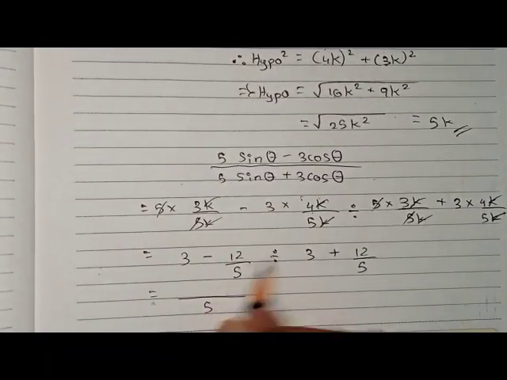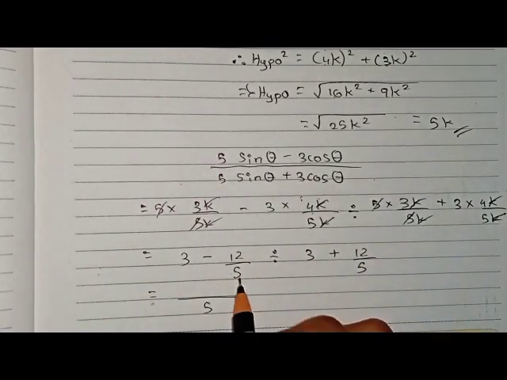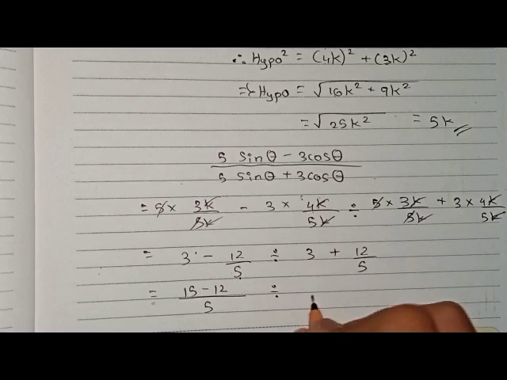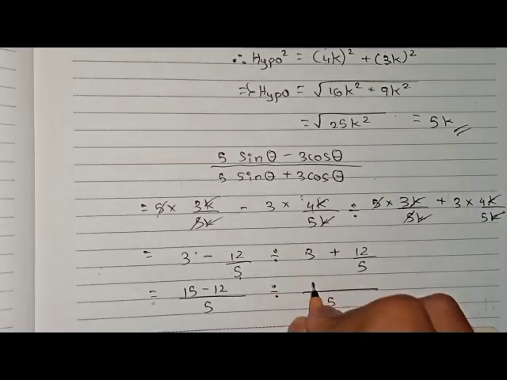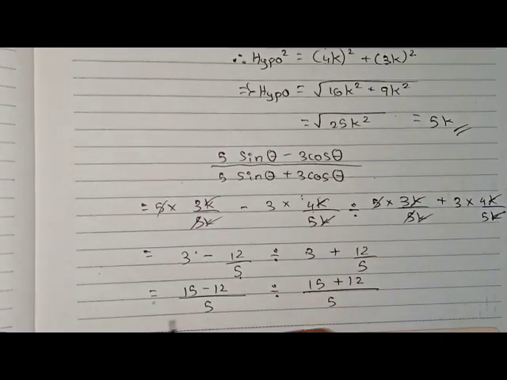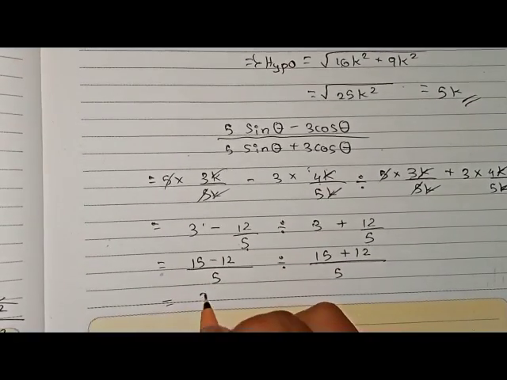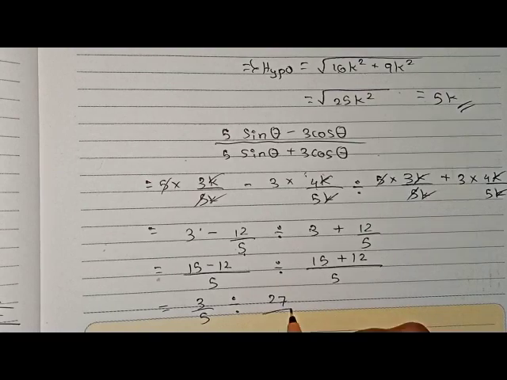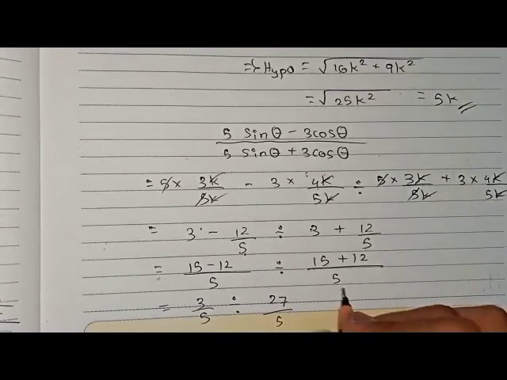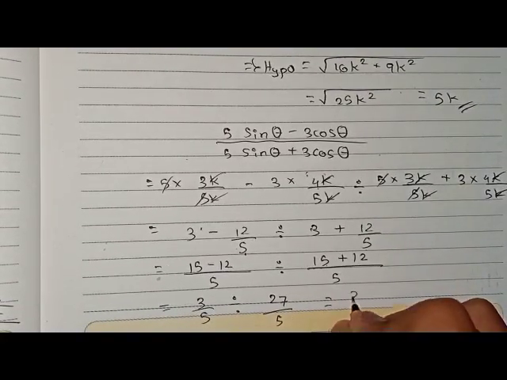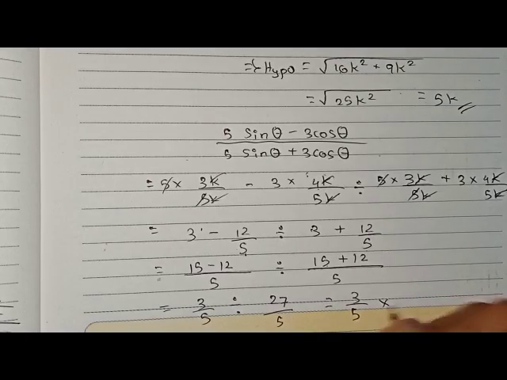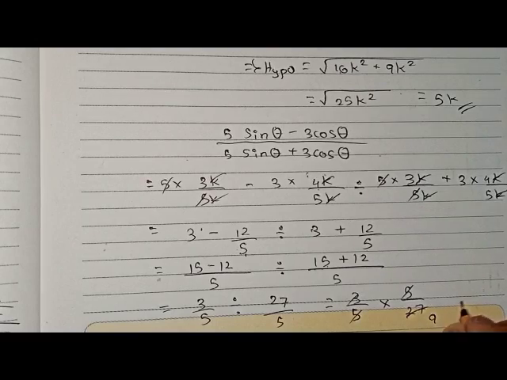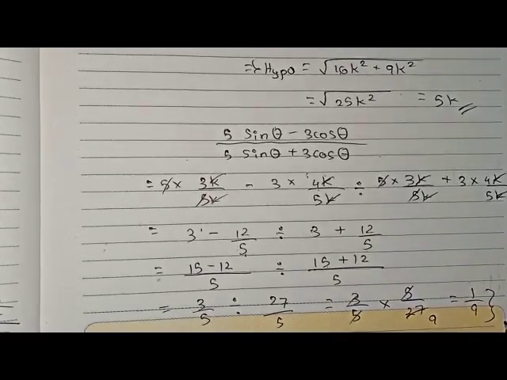Take 5 as the denominator. 5 into 3, 15. So 15 minus 12 divided by 5, and 15 plus 12. So here 3 comes: 3 by 5 divided by 27 by 5. Do the reciprocal: 3 by 5 multiplied by 5 by 27. 5 cancels, 3 nines are 27. So 1 by 9 is the final answer for this question.